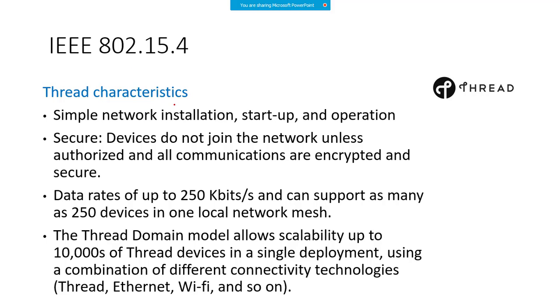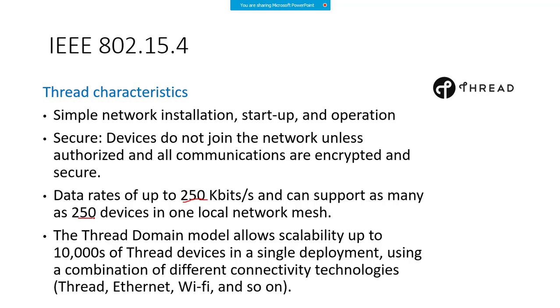These are the Thread characteristics, the way we have looked at the characteristics of Zigbee and 6LoWPAN. Simple network installation, startup and operation. It's secure: devices do not join the network unless authorized, and all communications are encrypted and secure. The data rate is the same as what we were getting with the earlier two technologies, and it can support up to 250 devices.